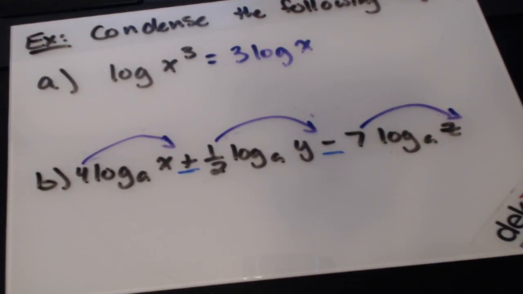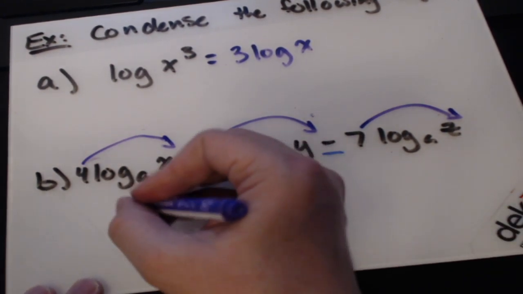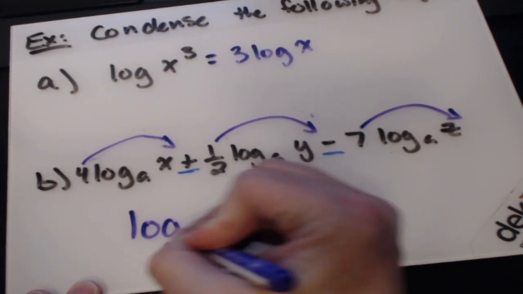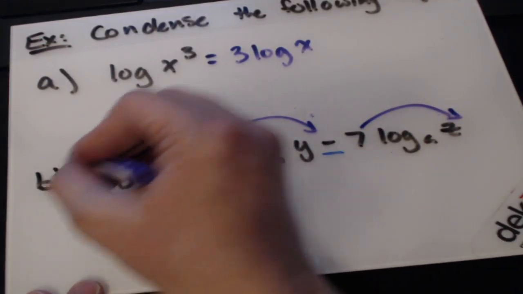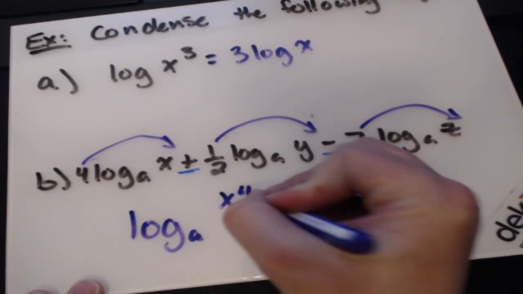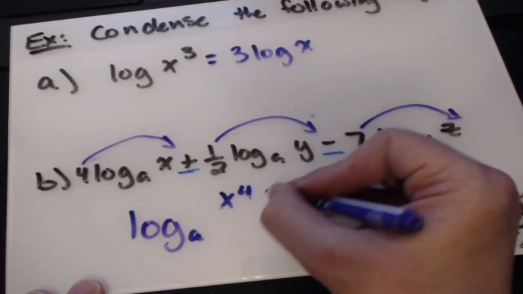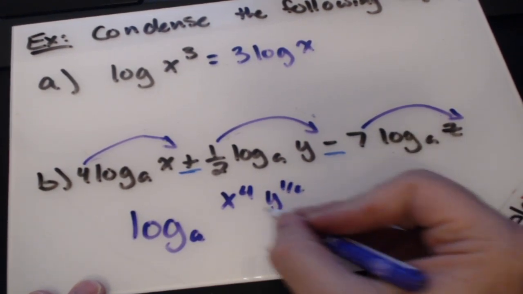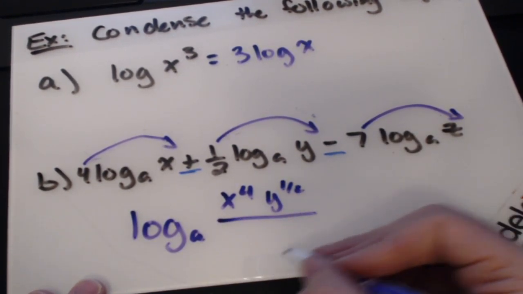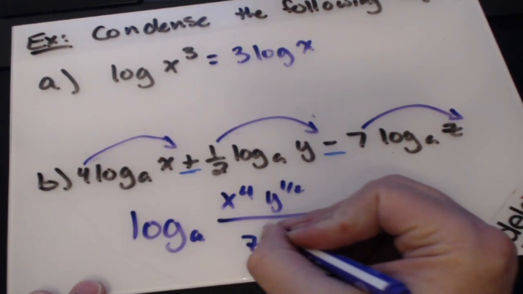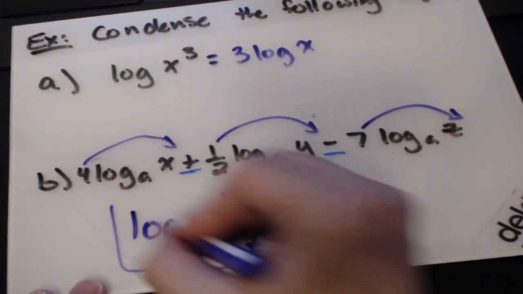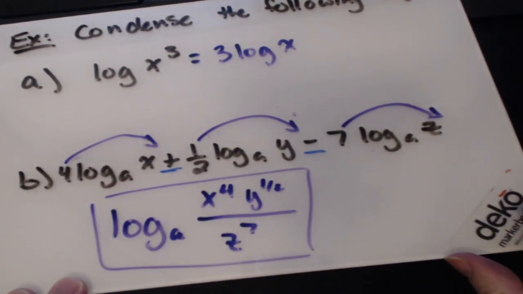All right. When I say condense, this means my answer must be a single logarithm. So I know I'm going to have the log base a. I should not have another logarithm. I should have log base a. 4 goes to that, so I have x to the 4th. Plus should be multiplication, so I have y to the 1/2. If you want to write it as square root of y, that is fine. Over, because it's minus, I divide, and I get z to the 7th. I should have a single logarithm.